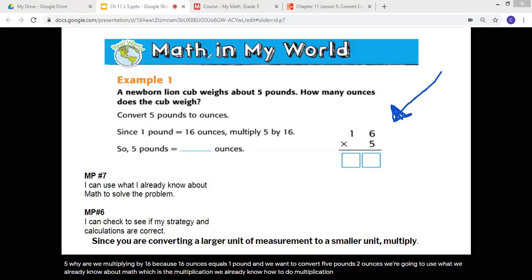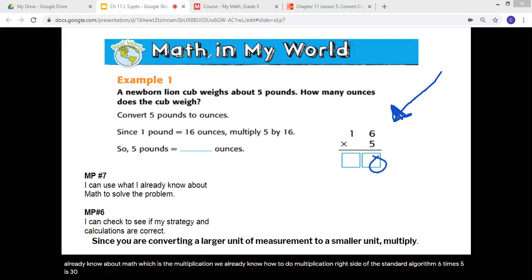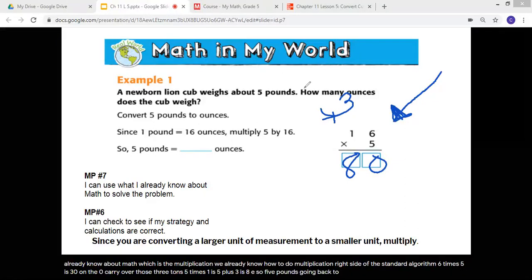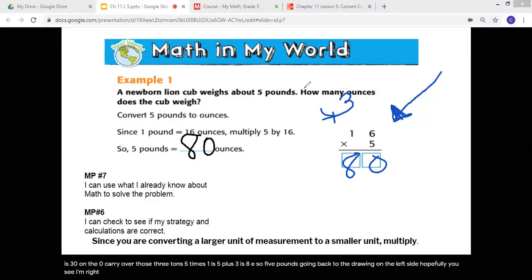So starting from the right side of the standard algorithm, 6 times 5 is 30. Put down the 0, carry over those 3 tens. 5 times 1 is 5, plus 3 is 8, so 80. So 5 pounds, going back to the drawing on the left side, I'm writing in 80 ounces. So 5 pounds equals 80 ounces.